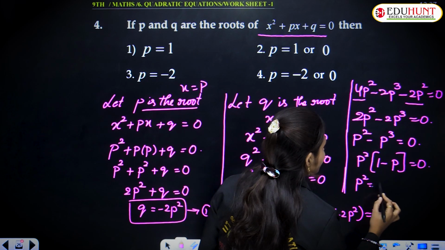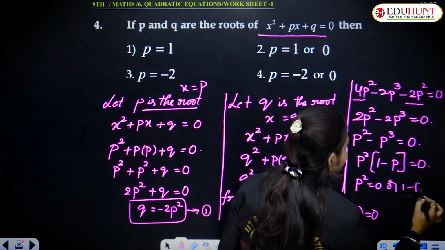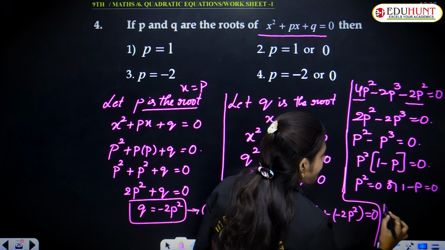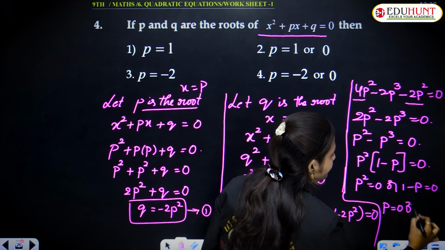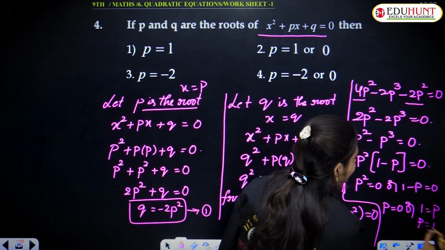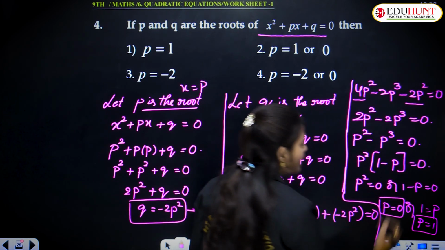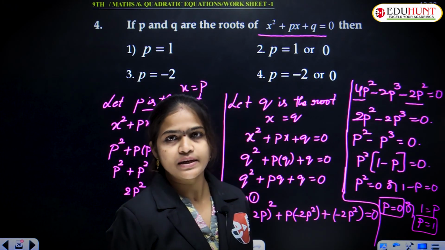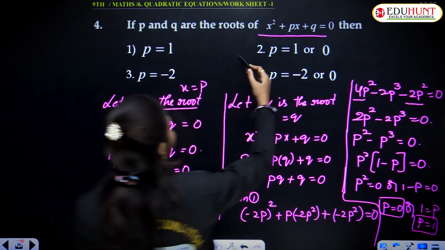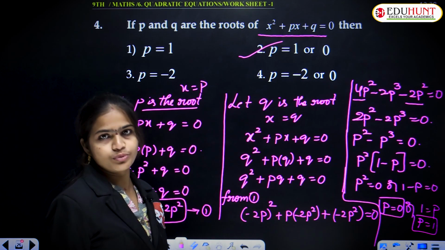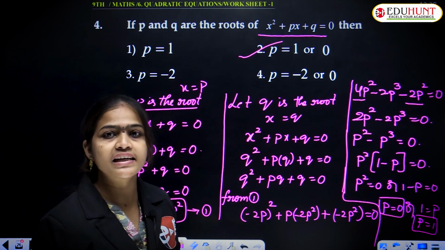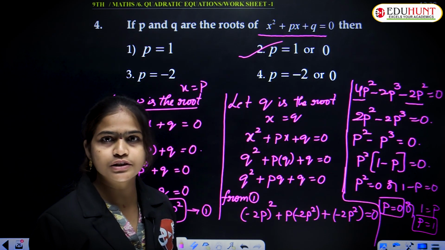So p square is equal to 0 or 1 minus p is equal to 0. So from this one, p square is equal to 0 means p is equal to 0, or 1 is equal to minus p becomes plus p. So p is equal to 1. So p is equal to 0 or p is equal to 1. Am I clear, children? So which option is correct? Yes, p is equal to 1 or 0. Understand? Then only these two roots will satisfy that given equation. Am I clear to you?